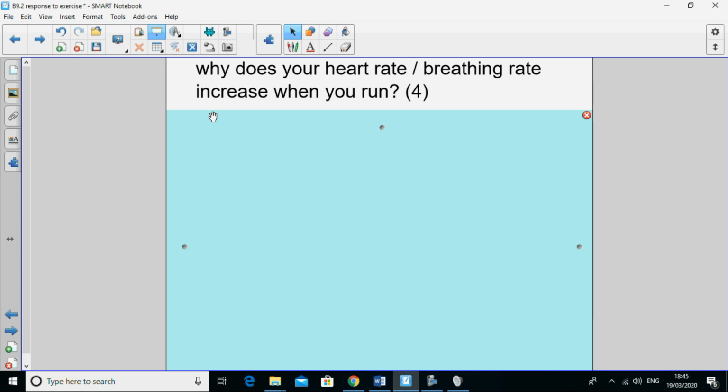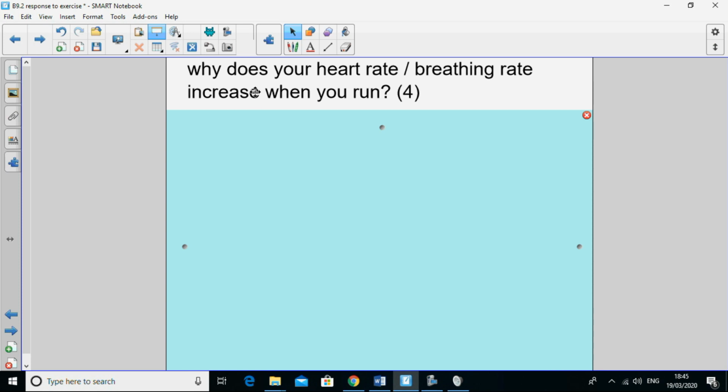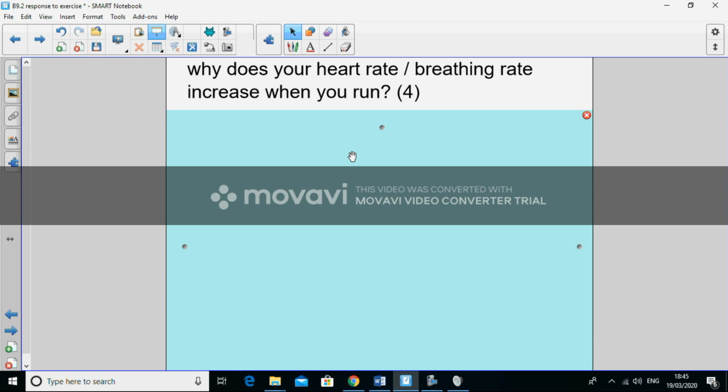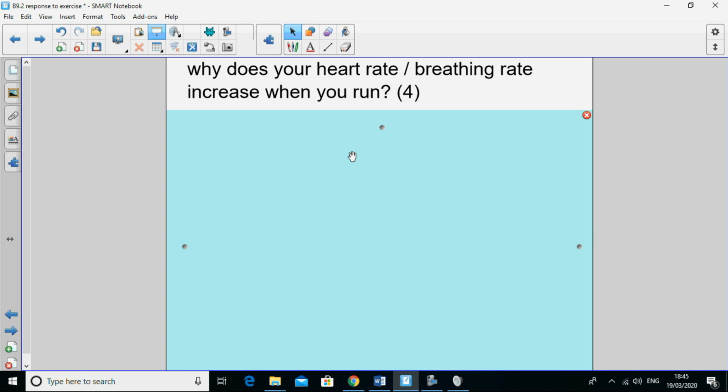Could you tell me, think about this for me, why does your heart rate increase and your breathing rate increase when you run? Sounds obvious. Bet you can't give me a 4-mark answer. Have a go, see what you can do. Now, some of you are just going to let me tell you the answer, but do really try, please, to think through why does your heart rate and breathing rate go up. Off you go.